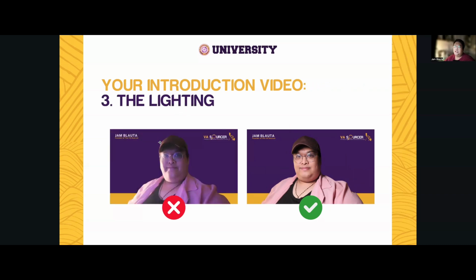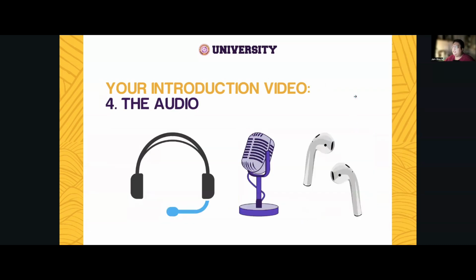Next, lighting is very important. You have to have a ring light or any lamp, or you can sit in front of natural light, the sun, or the window. So look at the difference with and without the lighting. See? Better.